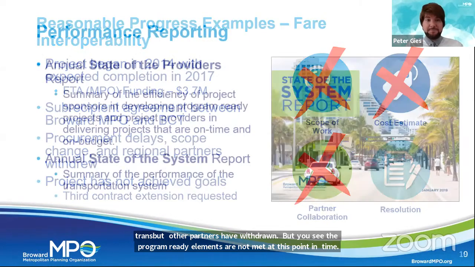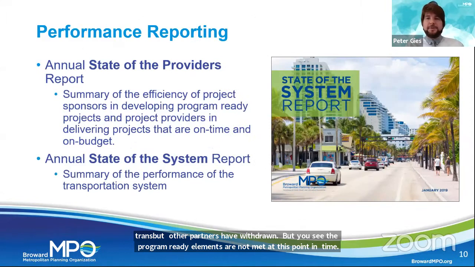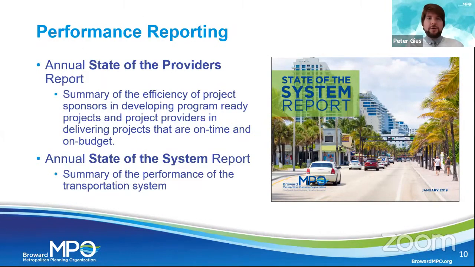So wrapping up the Reasonable Progress Program, one of the things that we want to do is start applying the Reasonable Progress Program to the projects that we are funding through the Transportation Improvement Program using both state and federal funds, and have an annual State of the Providers report where we identify the partners who are delivering projects well, and maybe some of the limited providers who are not necessarily delivering projects well, and what actions we are going to take in that.